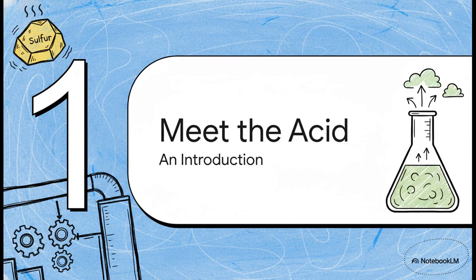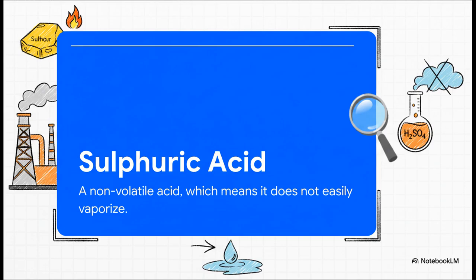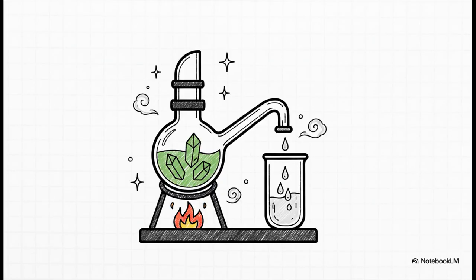But hang on, before we get into the how, let's get properly introduced to the star of our show today, sulfuric acid itself. So what makes this stuff so special? Well, one of its key features is that it's a non-volatile acid. All that means is it doesn't like to turn into a gas. It stays put as a liquid, which you can imagine is a super useful property when you're working with it on an industrial scale.